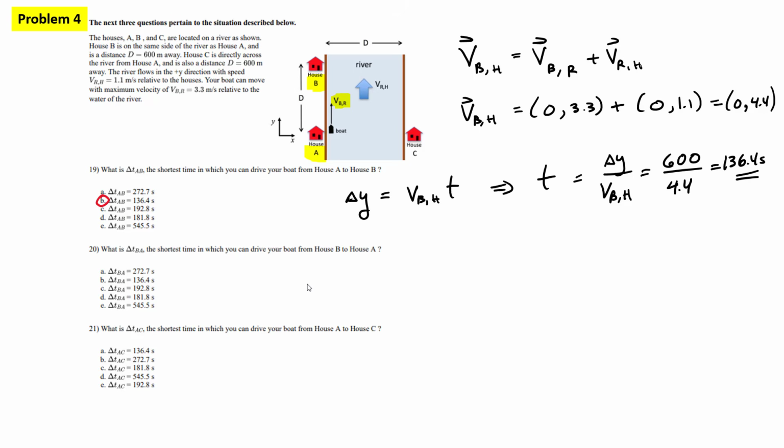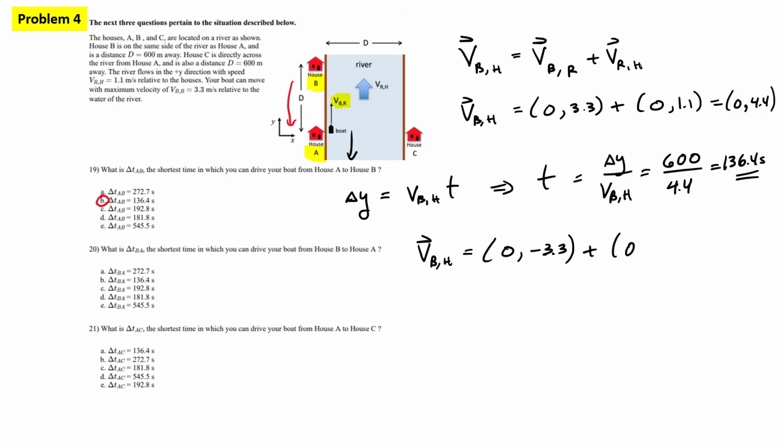All right, next problem says, what is delta TBA, the shortest time in which you can drive your boat from house B to house A? So now you're going in this opposite direction. Well, again, it's going to look similar to the above expression, except now the boat relative to the house, well, let's think about it. If I want to go back down in the negative y direction, I want to move my boat like this. So my vector here for boat relative to the river should look like this, minus 3.3.